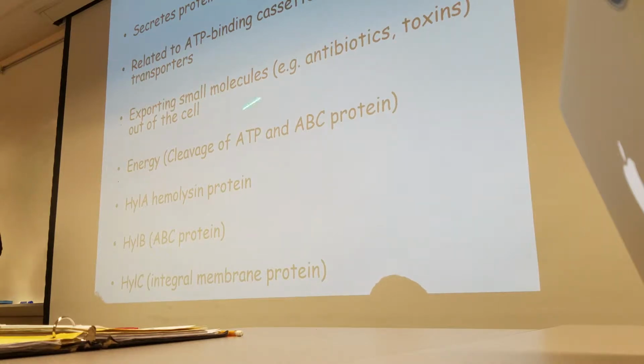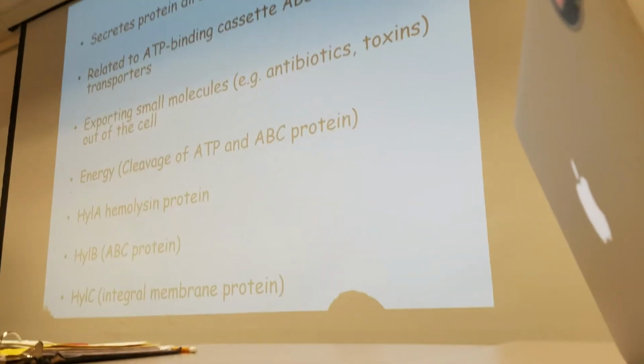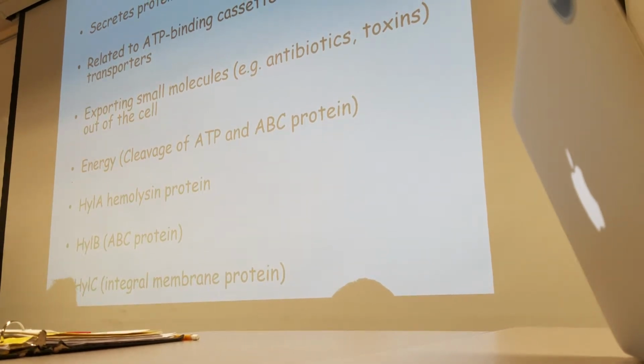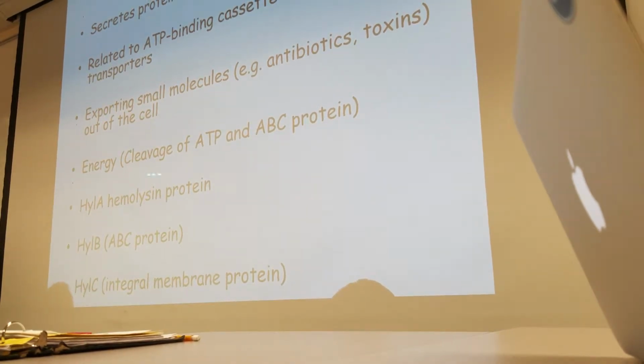It exports smaller molecules, so they're antibiotics and toxins. These would be the kind of type 1 secretion systems that you see out of the cell. And again, it takes energy, because you have to cleave the phosphate. There's a hemolysin protein that's affiliated with it, and this HlyB protein that's again the heterotrimer that makes a channel.